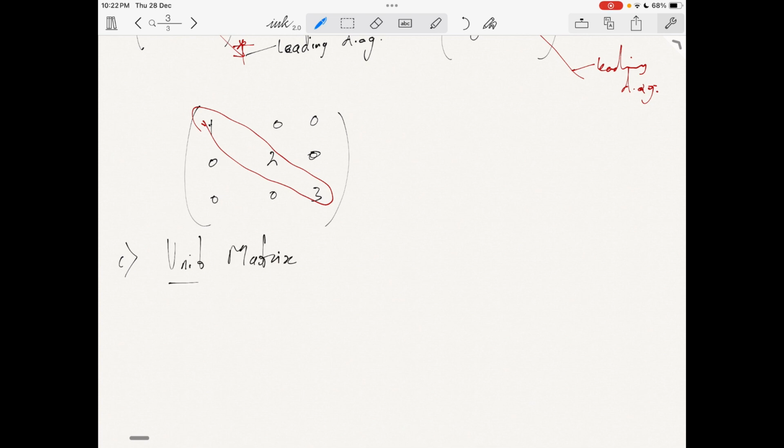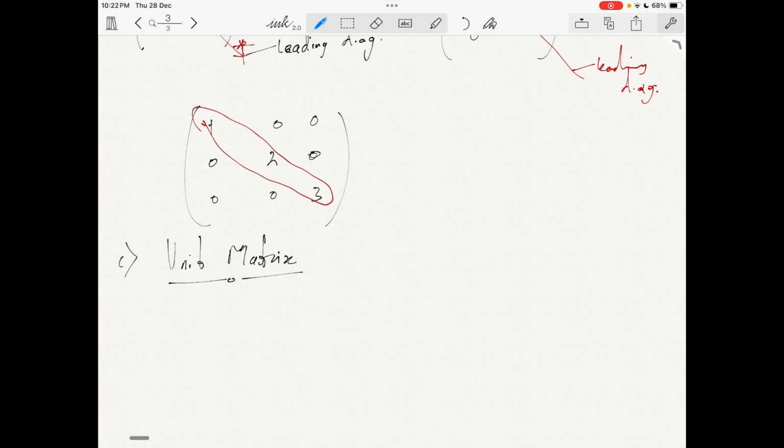Now the unit matrix is such that it has the unit in its sense. Unit is denoted by 1. The unit of a number is 1. So if you say 1 unit, that means you're saying something is representing 1. So it's like a diagonal matrix in which the elements on the leading diagonal are all unity.